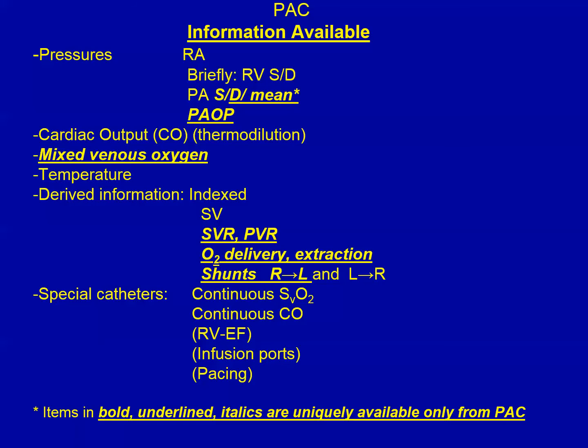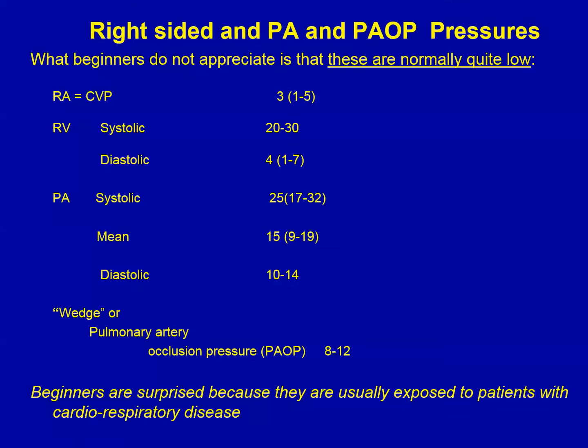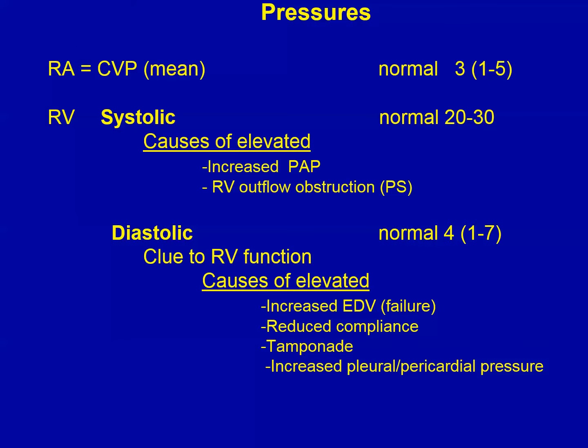These are summarized on this slide, and I have underlined those that are uniquely available from pulmonary artery catheters. This slide I've summarized the normal values for these pressures. What is surprising to many initiates is that they are fairly low normally. You're all familiar with central venous pressure, so we won't comment further.